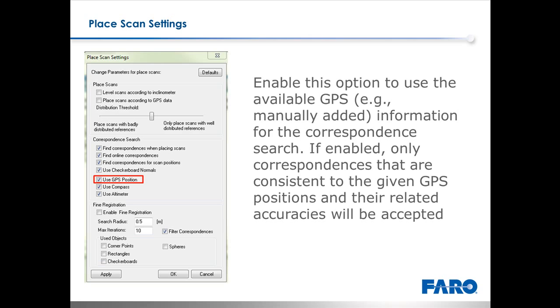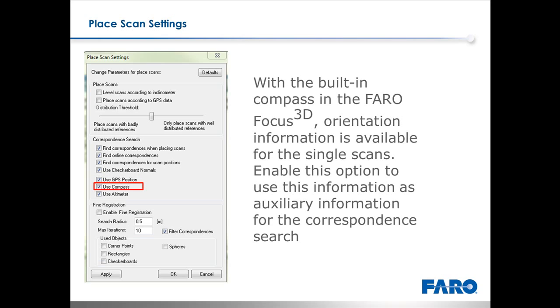Enable this option to use the available GPS, e.g. manually added information for the correspondence search. If enabled, only correspondences that are consistent with the given GPS positions and their related accuracies will be accepted. With the built-in compass in the Faro Focus 3D, orientation information is available for the single scans. Enable this option to use this information as auxiliary information for the correspondence search.